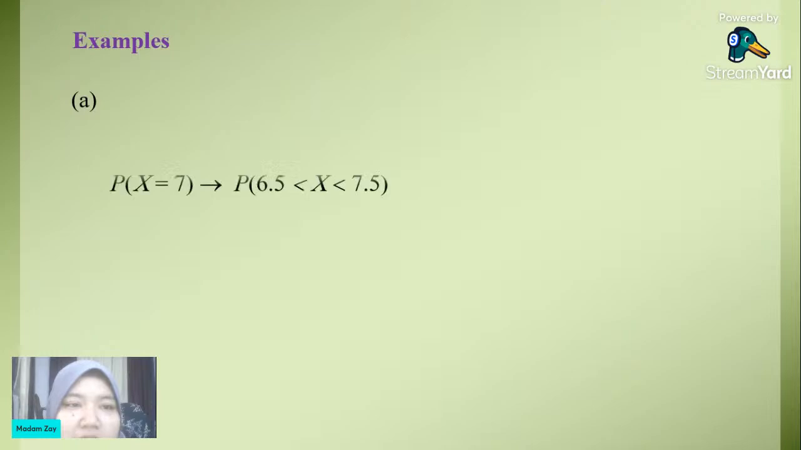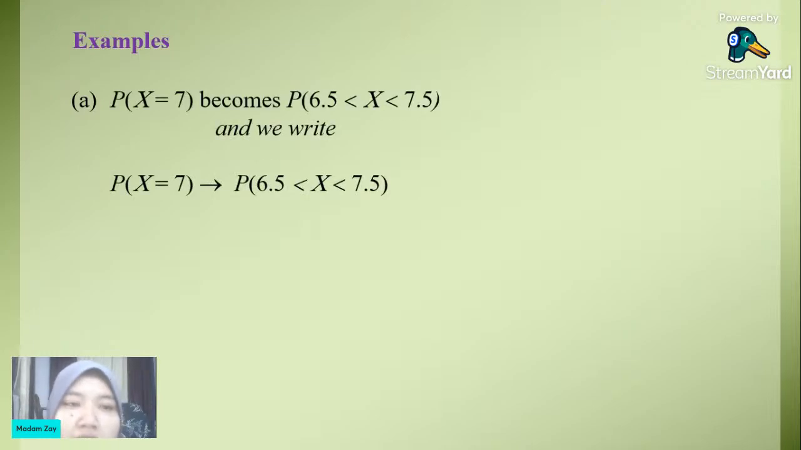Okay, let's see some examples. Probability of X equal to 7. This is for a discrete variable; directly we can take it from the table, right? Or we can use the formula. But because we cannot, as the certain conditions have been met, we have to approximate with the normal. Then the probability of X equal to 7 becomes the probability of X in between 6.5 and 7.5.